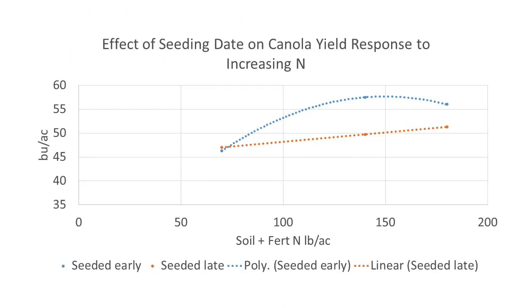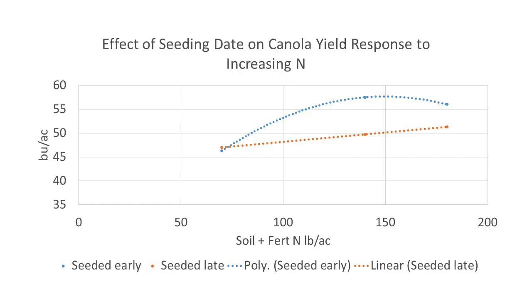In this study, a significant interaction was detected, indicating that the yield response of canola to added nitrogen differed between the early and the late seeded canola. The yield response of canola to added nitrogen was much greater for the early seeded canola, here in blue, compared to the late seeded canola, here in orange. This implies that the late-seeded canola needed less nitrogen.